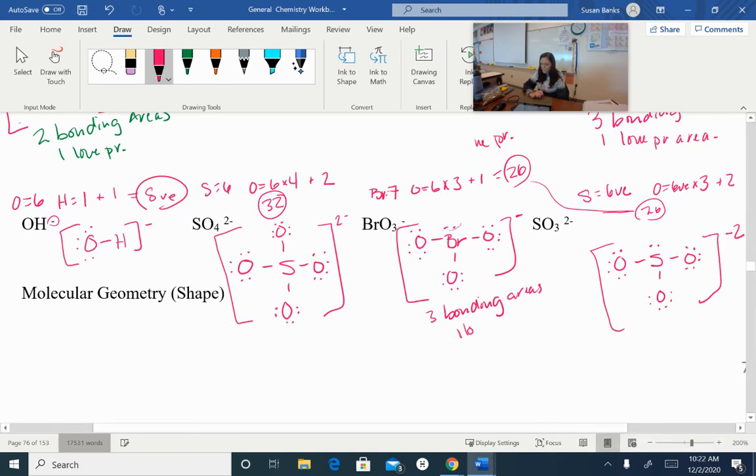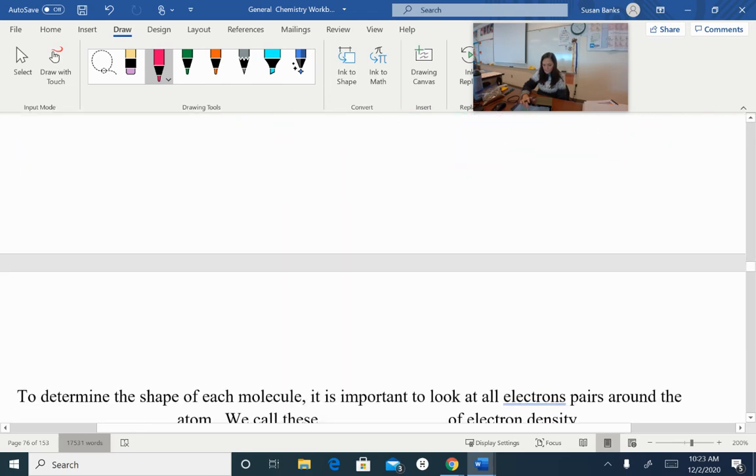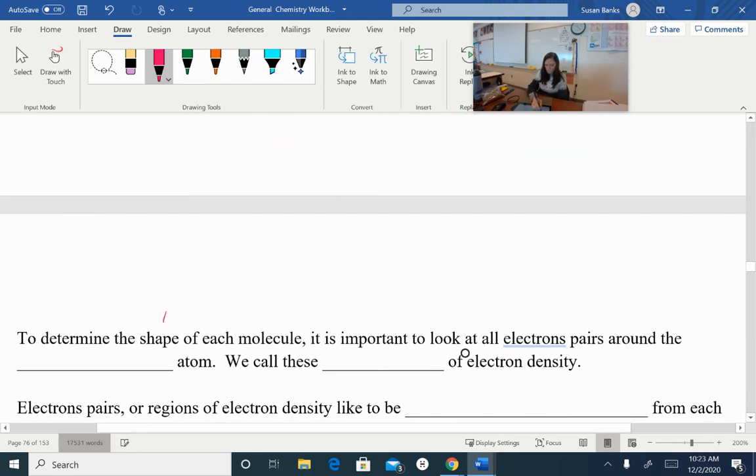Okay? All right. We will start layering in shapes next time. So we're going to start determining shapes, and that's why these lone pairs and bonding areas will come to be so important next time.